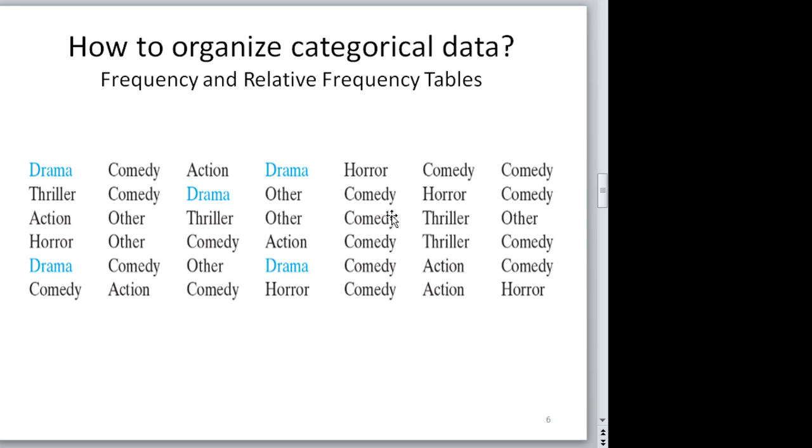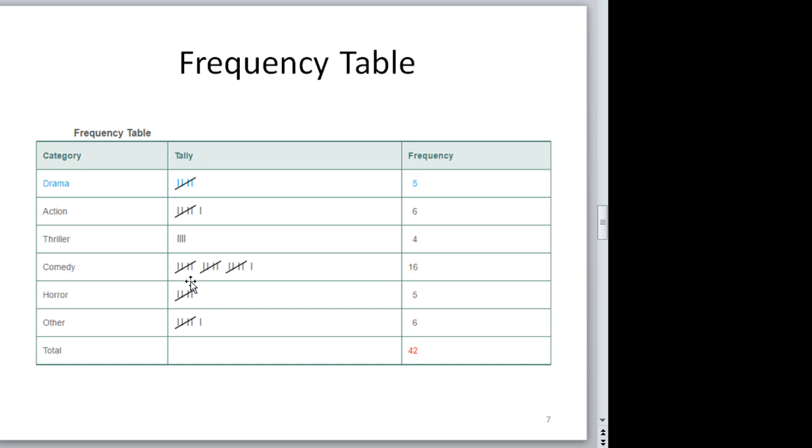Of all this, we have 4 thriller. So we have one here, one there, another one there, another one. So we have 4 of them, right? So we get 4, and comedy and horror and other and so forth. So we have all this frequency here.